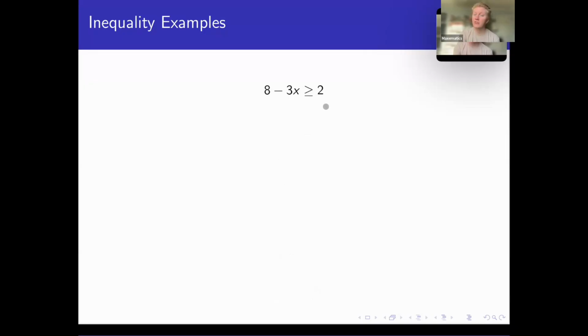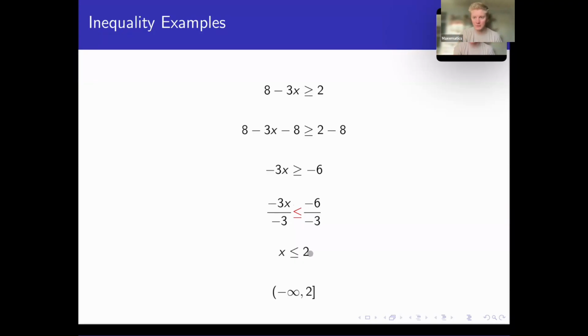Again, if this was an equation, you would start by subtracting 8 on both sides, and then you would divide by -3. Except, however, we have the added rule that if we are dividing by -3, we have to flip the sign from greater than or equal to, to less than or equal to. And then from here, -6 divided by -3 is +2. X is less than or equal to 2 says everything to the left of 2, and 2 included because of the less than or equal to. So -infinity up to 2.